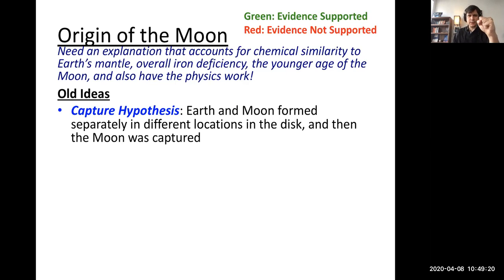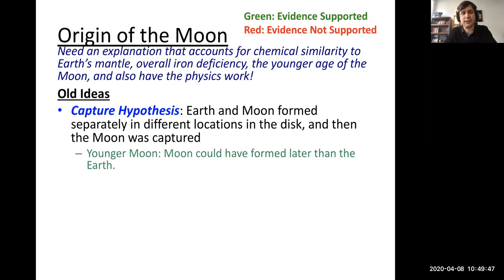So we can form the moon in one place in the solar nebula, and Mars in another place. And then during all the stuff with the protoplanets and planetesimals moving around, perhaps the Earth gravitationally captured the moon and brought it into orbit. We call this the capture hypothesis. The Earth and the moon formed separately at different locations in the nebular disk, the solar nebula, and then the moon was captured by the Earth.